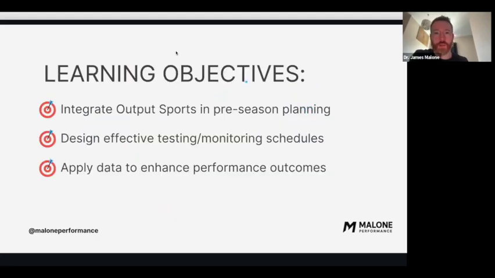In terms of today's session, these are the three key objectives we're going to try and get out of it. First is to understand how to use Output to integrate into your planning and deliver an effective pre-season. Secondly, looking at some of the scheduling of this, so how easy or how difficult it can sometimes be to schedule within your pre-season. And lastly, looking at some case studies on how we can apply the data to hopefully make some positive changes and outcomes.